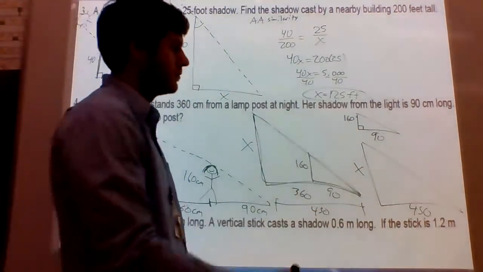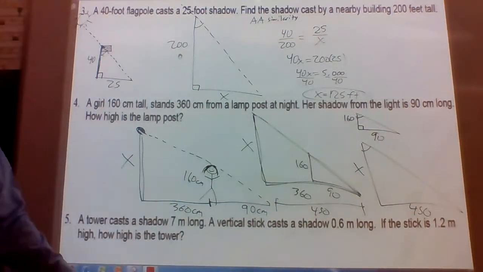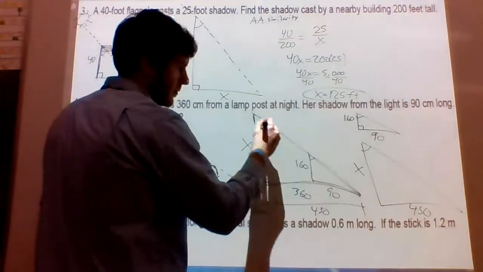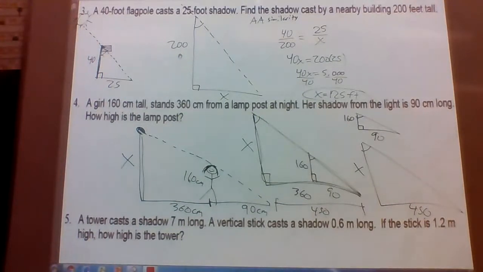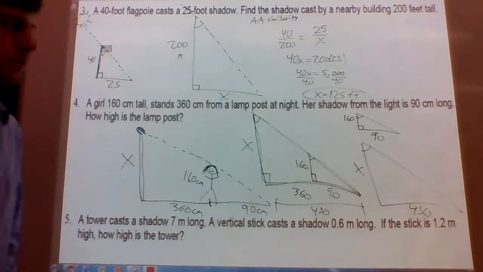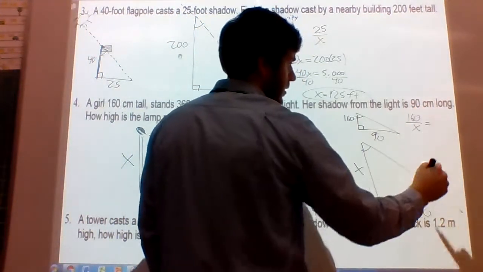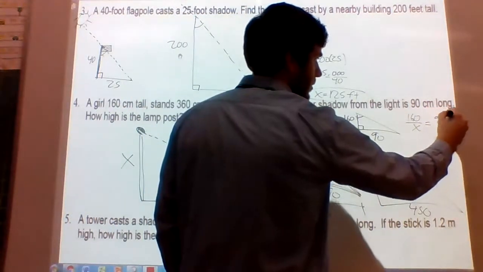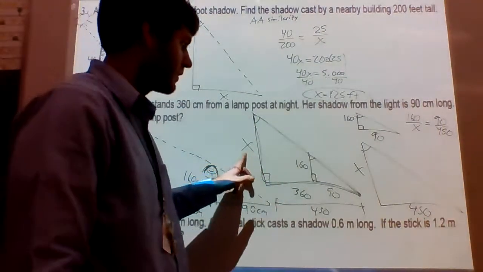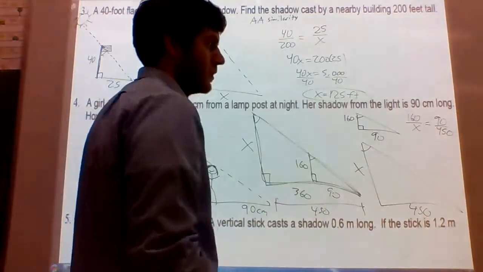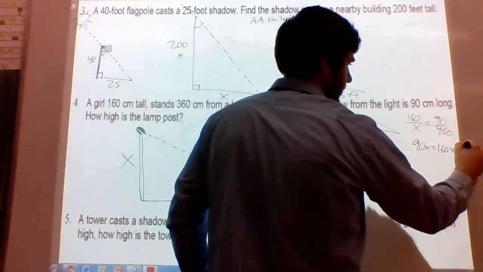Okay. So the lamp is emitting light. It's going to be coming down at the same angle. So these two angles are the same. And then we have right angles. So we know those triangles are similar by angle. Therefore, we know the sides are proportional. 160 corresponds with x, 90 corresponds with 450. Cross multiply, we get 90x equals 160 times 450.